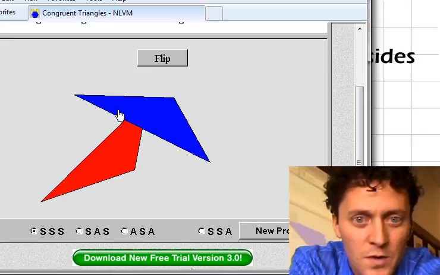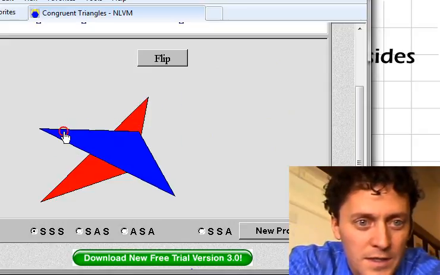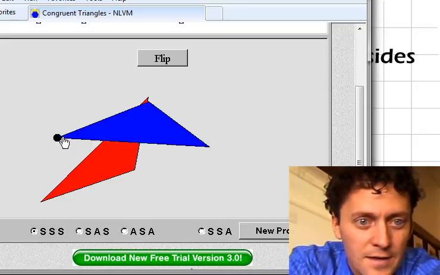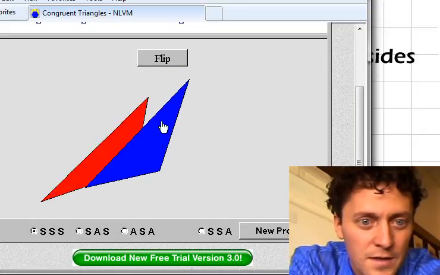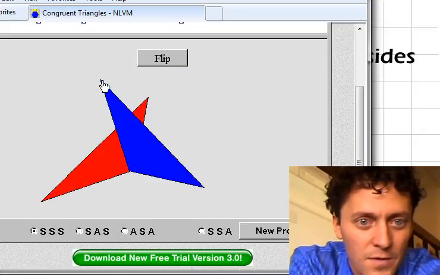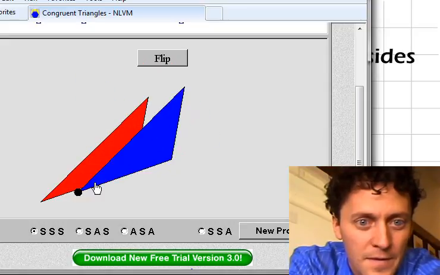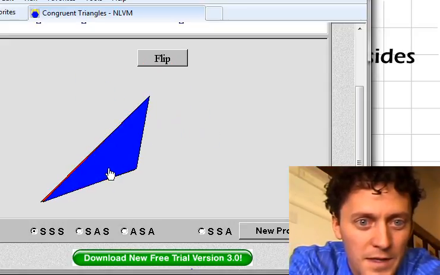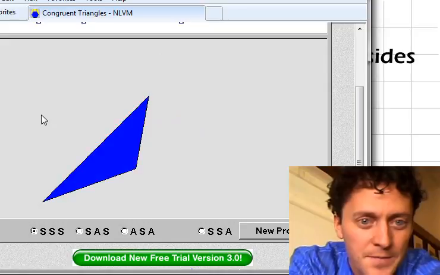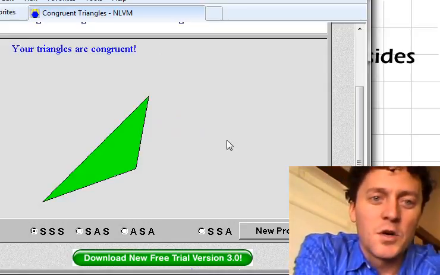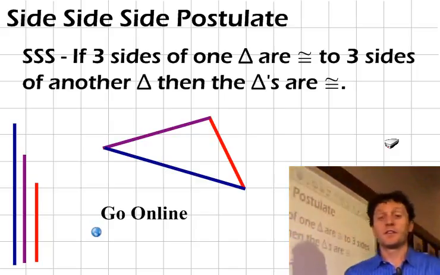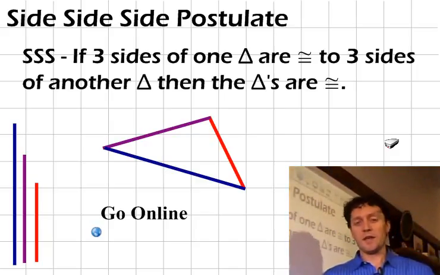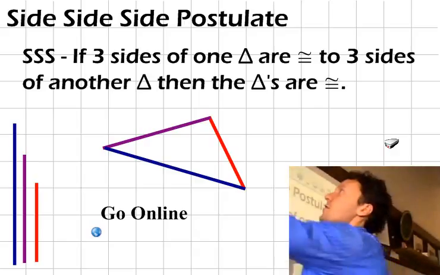Hey, there we go. So now you can see that if I rotate this, oops, I gotta flip it. Okay, if I rotate it, there we go. Oh, look at that. It's a perfect match. So having 3 sides the same means that the triangles are always going to be congruent. No matter how you put the sides together, they're going to end up being congruent triangles.